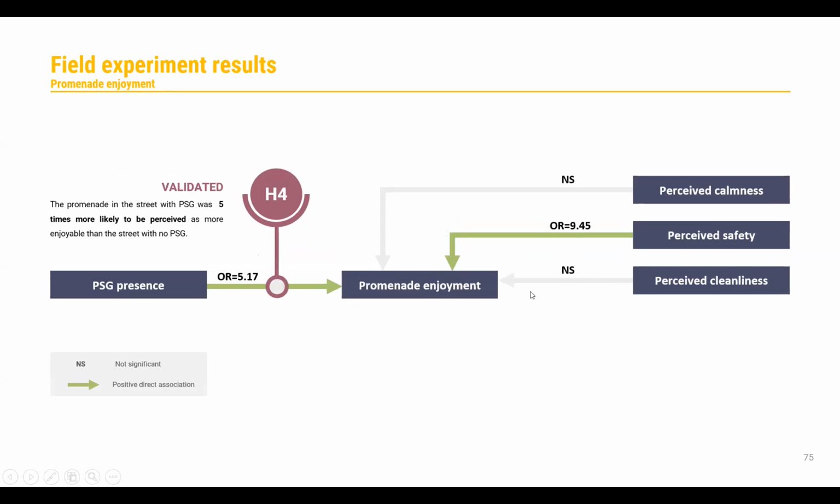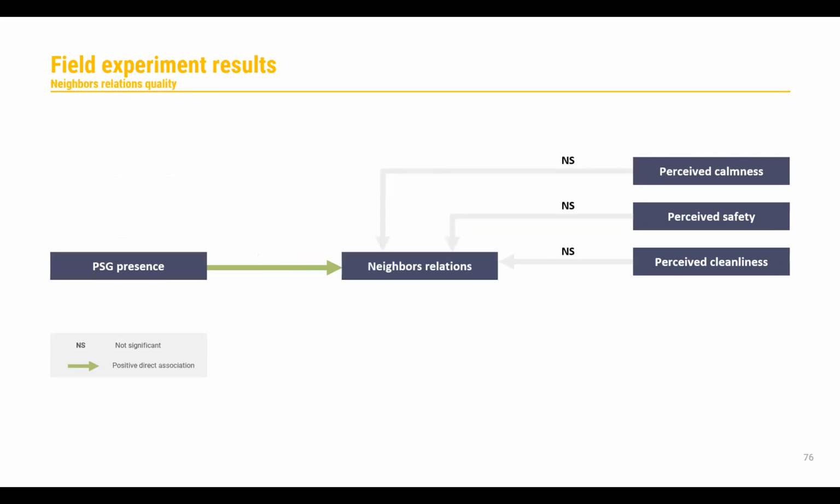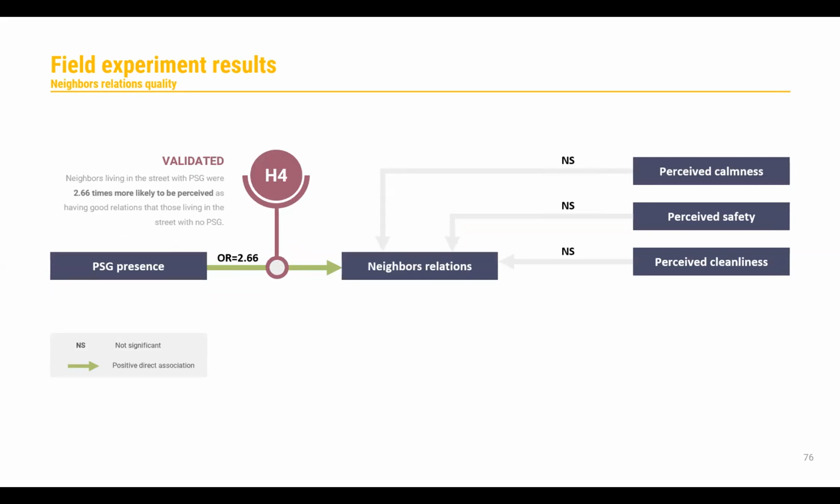For promenade enjoyment, subjects rated their walk in the street with PGs as 5 times more enjoyable than the street with no PGs. The same thing happened for neighbor relations quality, as neighbors living in the street with PGs were almost 3 times more likely to be perceived by outsiders as having better relations than those living in the street with no PGs. And neighbors living in the street with PGs were again almost 3 times more likely to be perceived as having higher neighborhood belonging pride than those living in the street with no PGs.